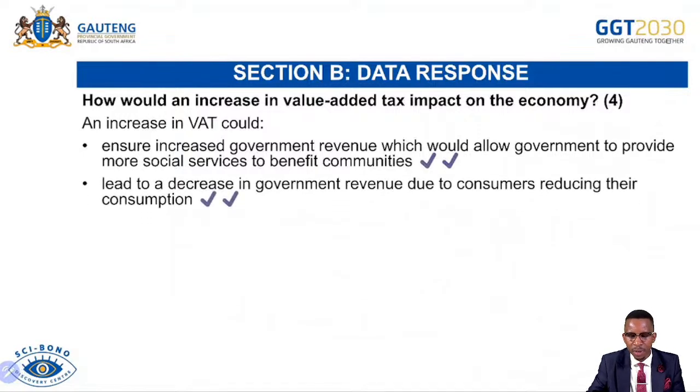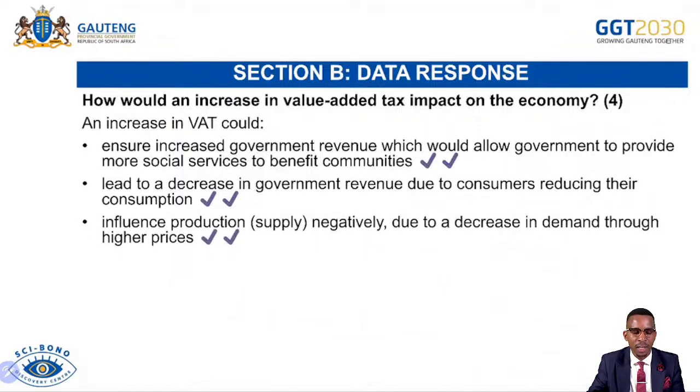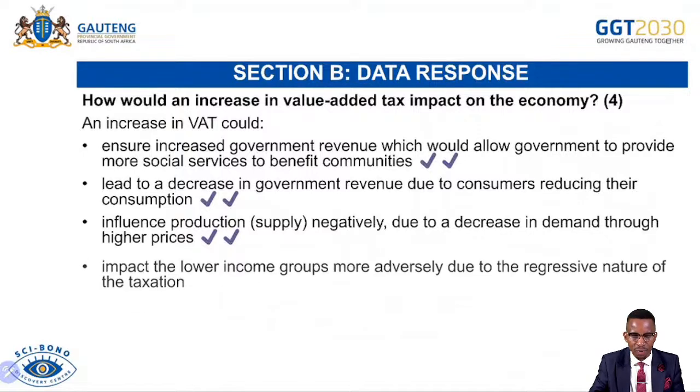It could lead to a decrease in government revenues due to consumers reducing their consumption. Since consumers will be affording fewer goods and services, there will be less demand for goods, and that will lead to government revenues declining. It could influence production or supply negatively due to a decrease in the demand through higher prices. Remember, I've mentioned that this results in an increase in selling prices, with producers being discouraged, because if goods are expensive, consumers will afford less, and for that sake the supply will be undermined because consumers are not affording more goods and services.